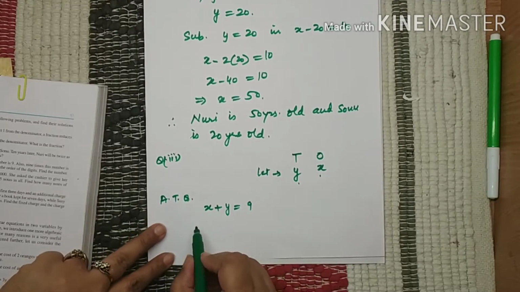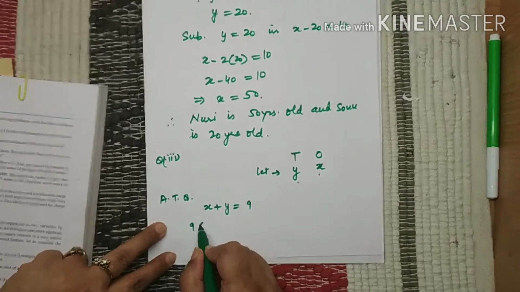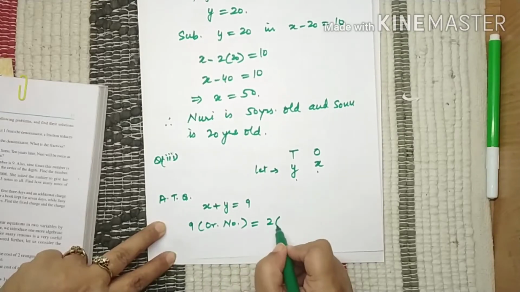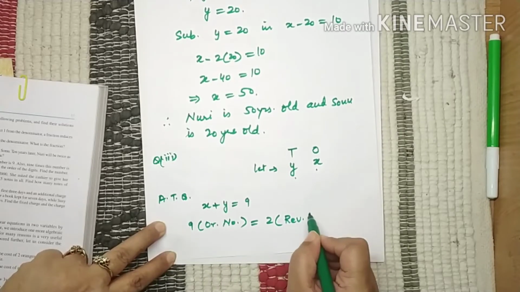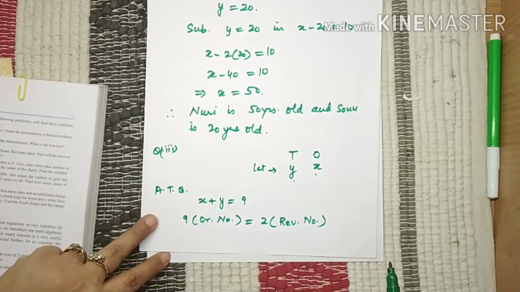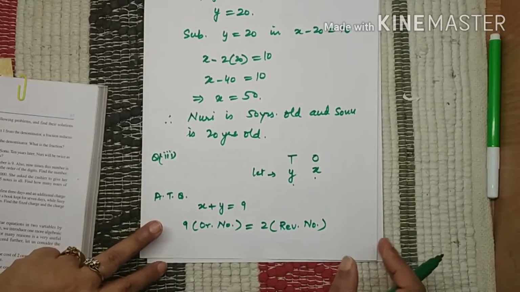What else is given in the question is that 9 times the number, we call it the original number, is 2 times the number obtained by reversing the digits. So we call it the reversed number. The question says 9 times the original number is 2 times the reversed number.